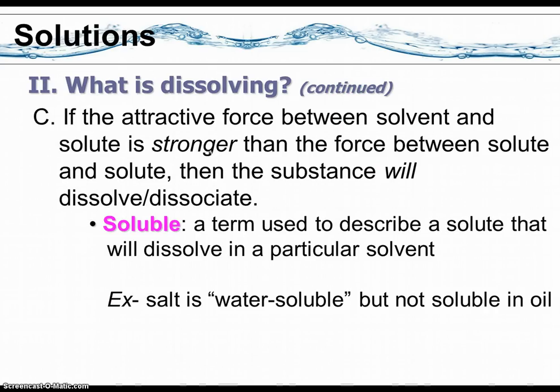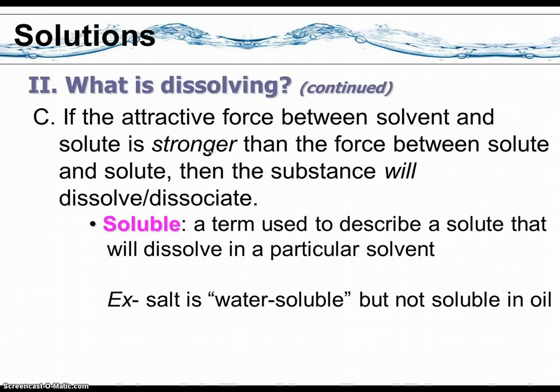So why do some substances dissolve and others do not? First of all, like we said, you have to look at like dissolves like. So you have to look at the polarity of the solute and the polarity of the solvent. But then once you have looked at that, you also have to look at the intermolecular forces. If the attractive force between the solvent and the solute is stronger than the force that is holding the solute together, then the substance will dissolve or dissociate. We would then consider that substance to be soluble. For example, salt will dissociate in water, so we consider salt to be water soluble.